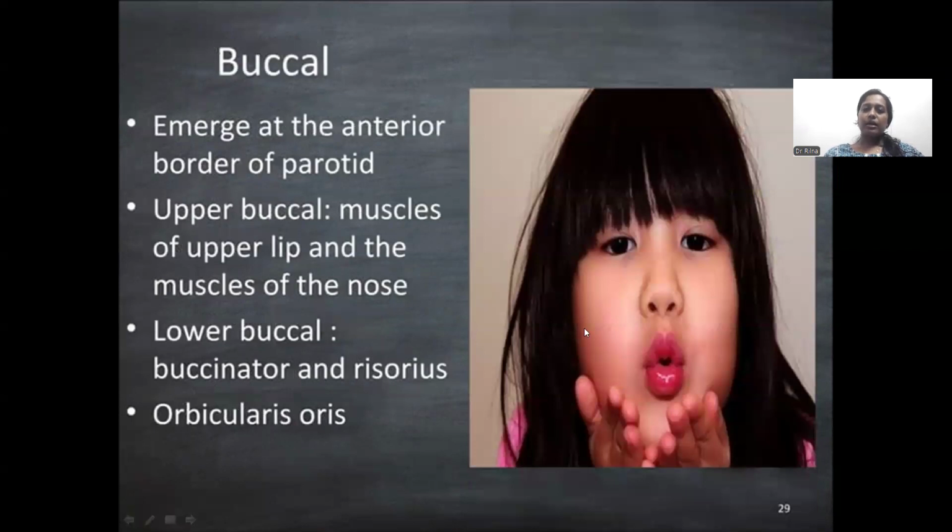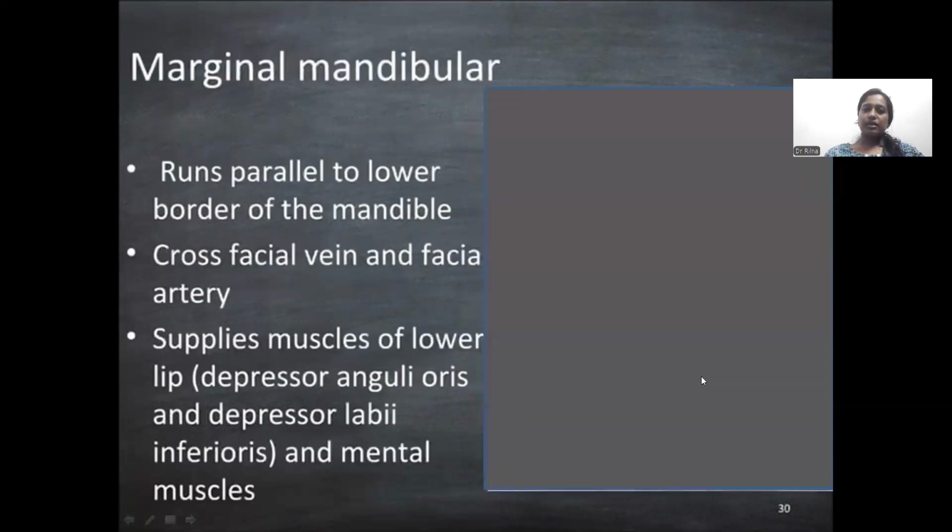Then comes the buccal. Buccal emerges from the anterior border of the parotid, and it supplies the muscles of the upper lip and the muscles of the nose. And it supplies mainly the orbicularis oris. That's why you are able to whistle and blow your lips, because of the supply of the buccal nerve to this muscle.